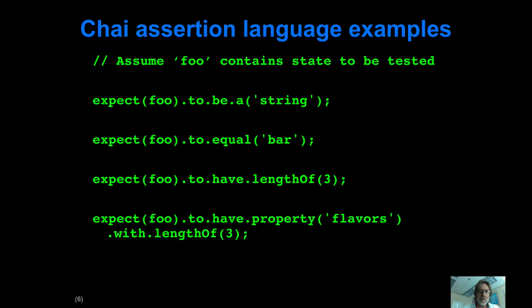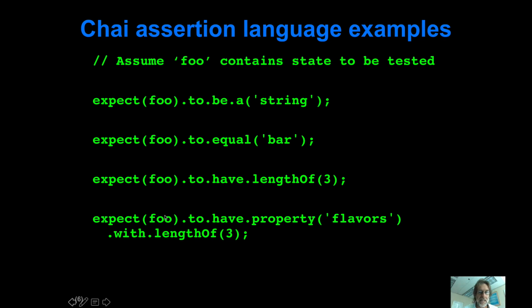Let's say foo is a variable. It has some data in it, or it's structured in some way as a result of the way you want your system to be. And so what you want is a way to easily express characteristics of foo that should be true in order for your system to be correct.